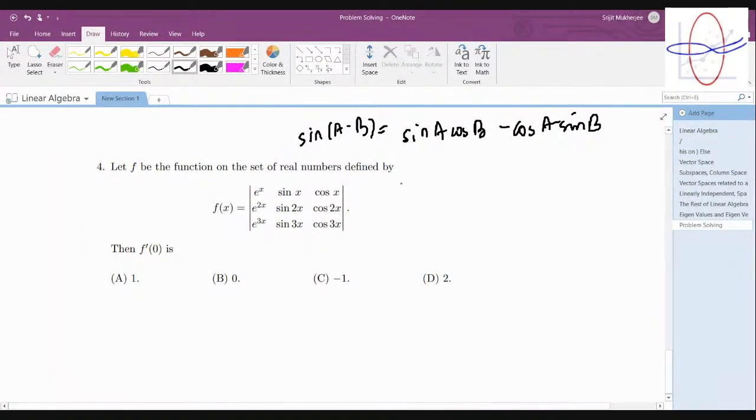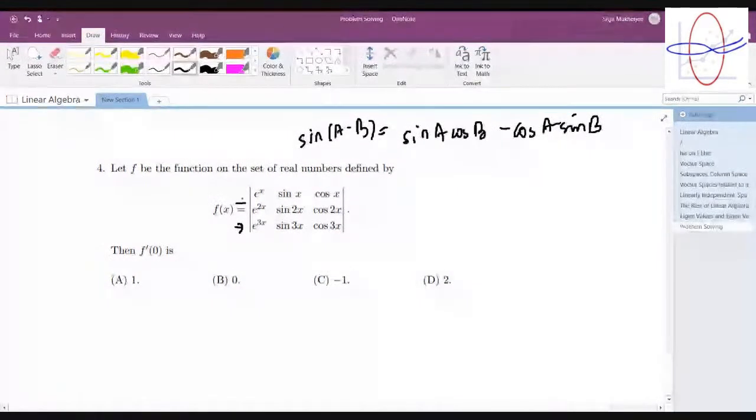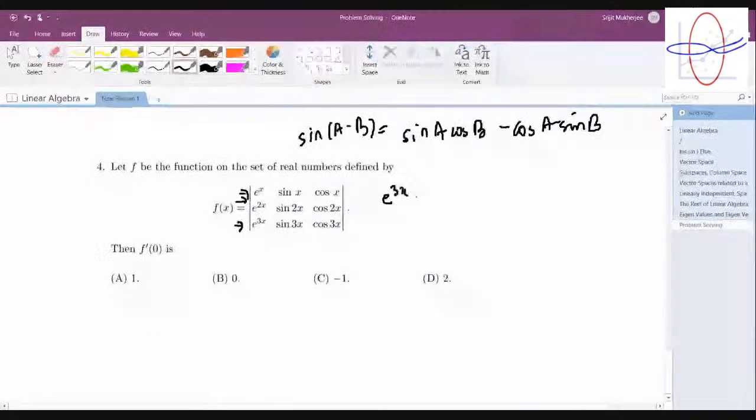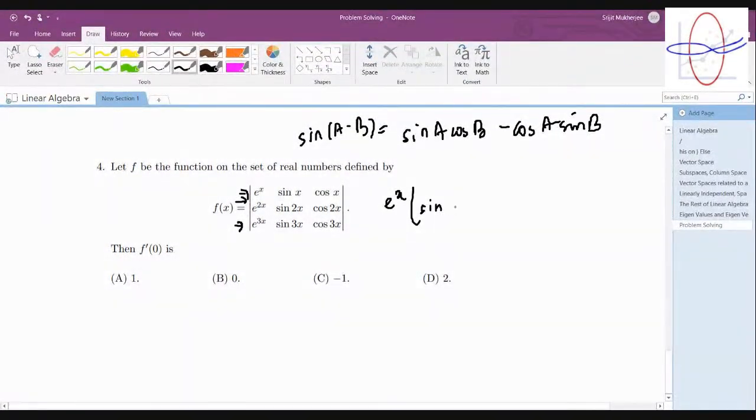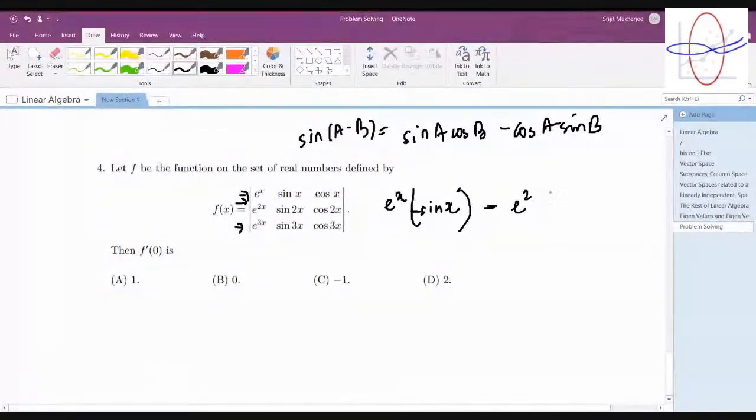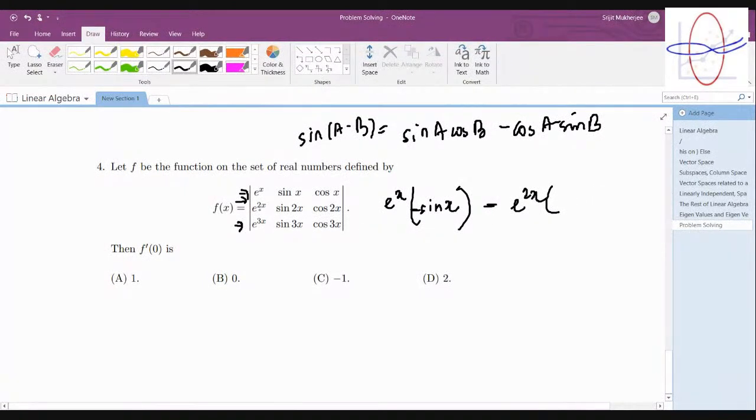Do you remember how to do the determinant of the row form like this? It's e to the power 3x times, so let's say e to the power x times sin 2x into cos 3x minus cos 2x sin 3x. So essentially it's turning out to be minus sin x, then some sin formula. Minus will be sin 2x times, what comes, sin 3x cos, sin x into cos 3x. Am I doing it correctly, guys?